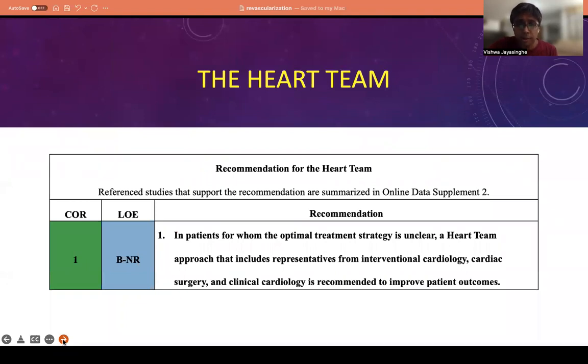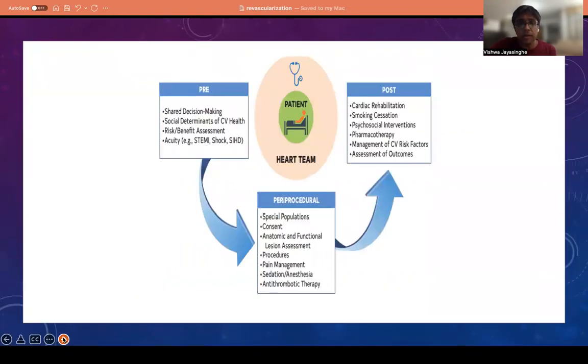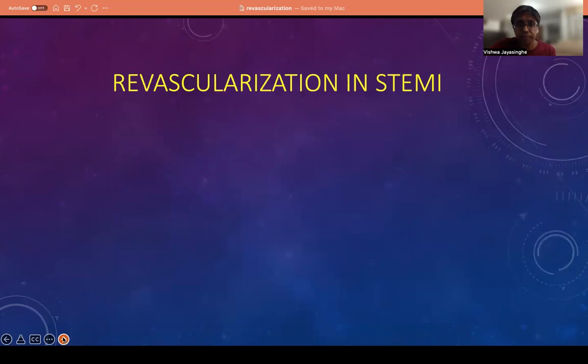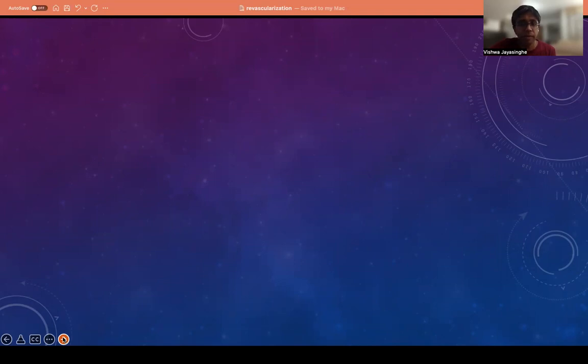The next important thing is the heart team. The heart team consists of mainly the patient as well as all the cardiologists, the cardiac surgeons, and the other ancillary staff as well. These heart team decisions are taken not only during the peri-procedural, but also the post-procedural time period. With that in mind, we'll dive into STEMI, revascularization in the setting of ST elevation myocardial infarctions.